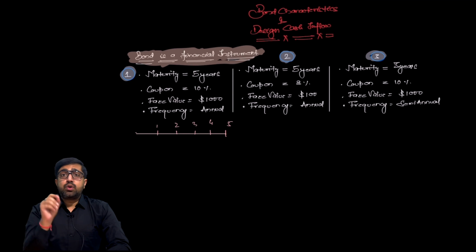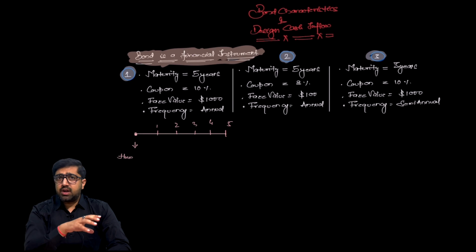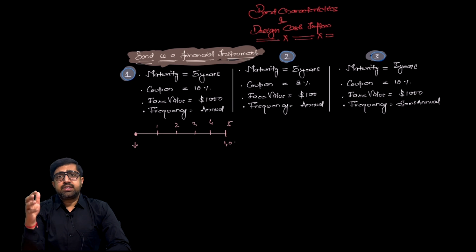And then you should look at what is the face value provided. And as you can see, the face value provided is $1,000, which you will always receive at maturity. So write down 1,000 at the end of 5 years. Face value is something that you always receive at the maturity of the bond.